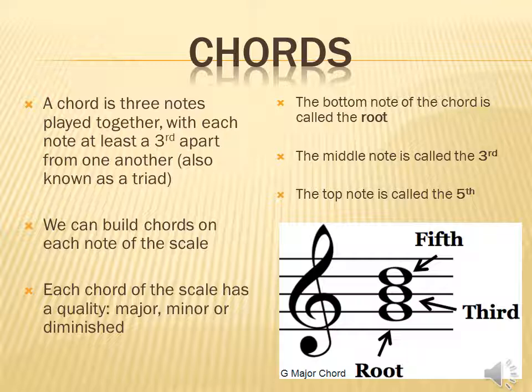Chords. A chord is three notes played together, with each note at least a third apart from the other, also known as a triad. We can build chords on each note of the scale. Each chord of the scale has a quality, major, minor, or diminished. The bottom note of the chord is called the root. The middle note is called the third, and the top note is called the fifth. Here is the G major chord. G is the root, B is the third, and D is the fifth.